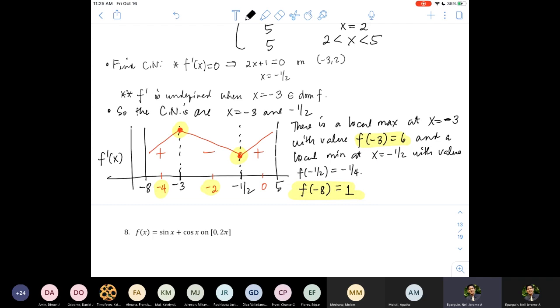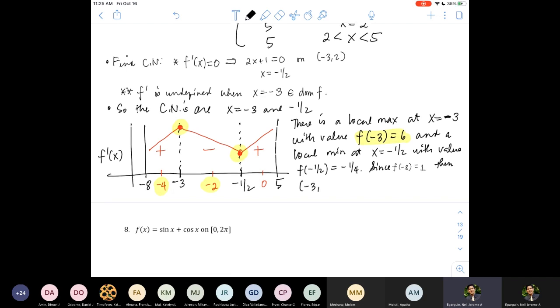So maybe I should write that down here. Since the value at the boundary, I missed the f here, is smaller than the function value at -3, then -3 comma 6 is the global maximum.